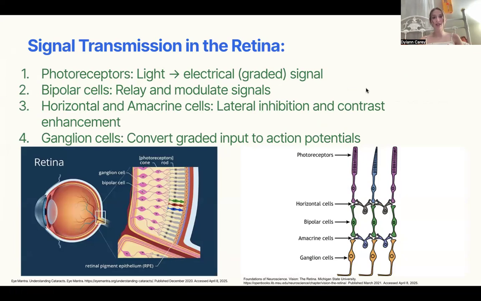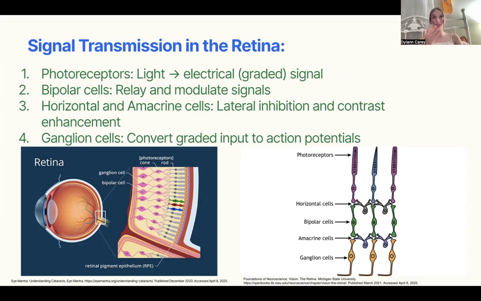Signal transmission in the retina. First, photoreceptors will detect the light, or the light will go through the photoreceptors, and then the photoreceptors will generate electrical or graded signals. Those graded signals will go to the bipolar cells, and then the bipolar cells will relay and modulate the signals. Then the signals will go to the horizontal and amacrine cells, and lateral inhibition and contrast enhancement will occur.